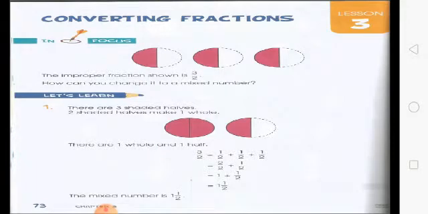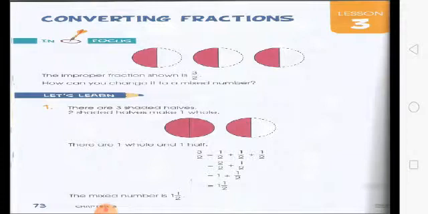Now today's lesson. This is an example on page number 73 of your textbook. As you see, here we have three circles. Every circle is divided into two equal parts. And in every circle, the shaded area is 1 out of 2. So if we represent the shaded part of all these three circles, we get an improper fraction, 3 over 2. Now we have to convert this improper fraction into a mixed number.